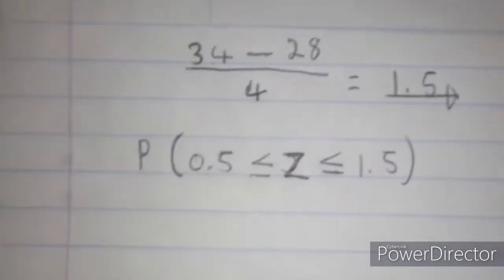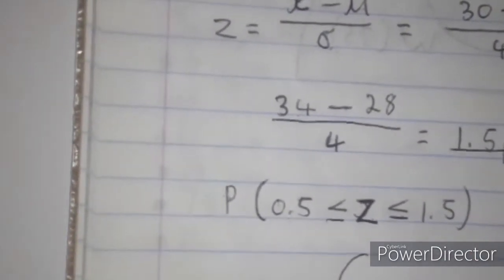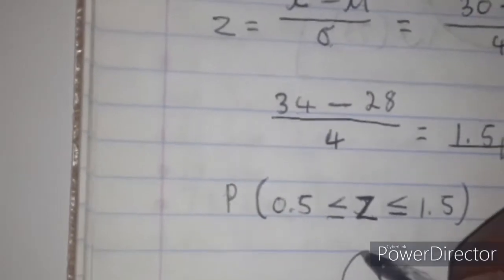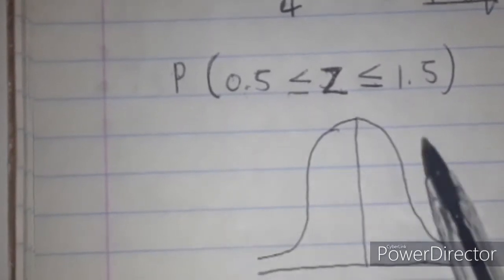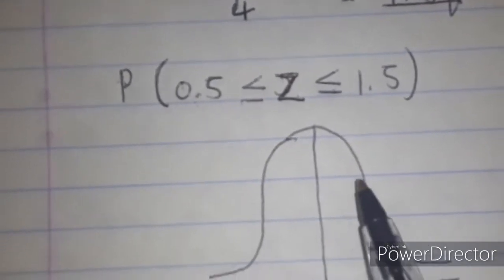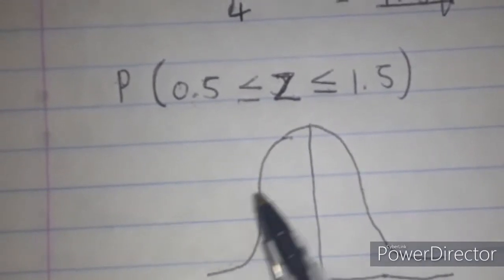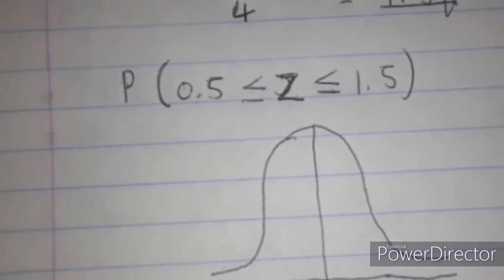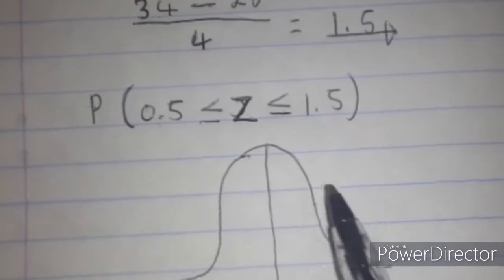Then go to the next step, which is drawing the normal distribution curve like this. This is the normal distribution curve. It is equal to 1. The total of this curve is equal to 1. This side equals 0.5, and this side is equal to 0.5. So 0.5 plus 0.5 is equal to 1.